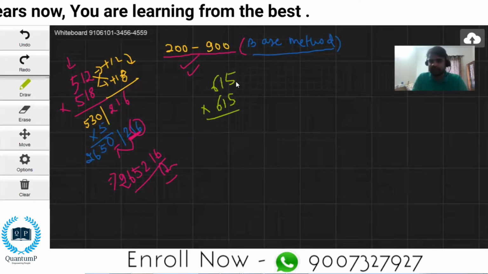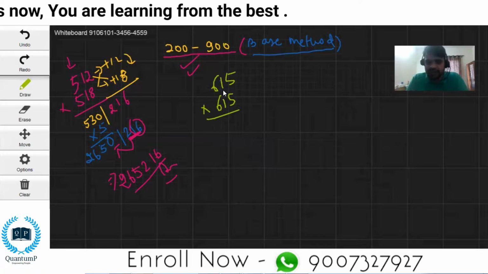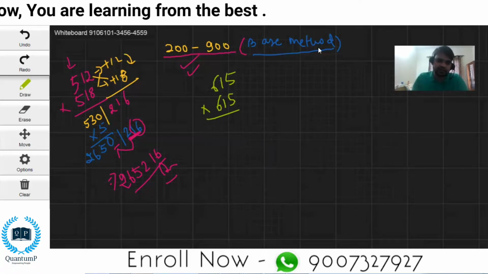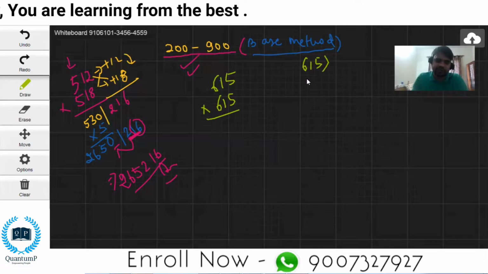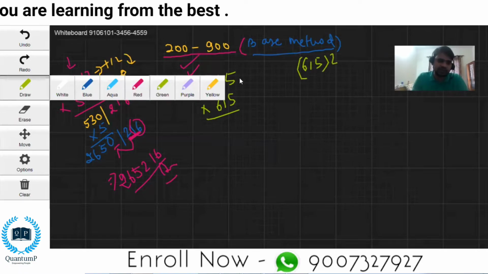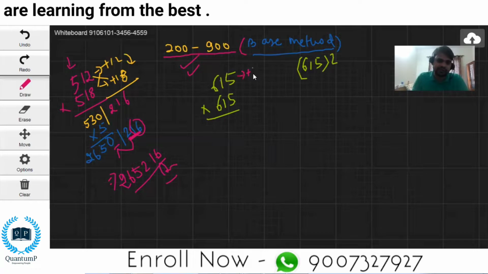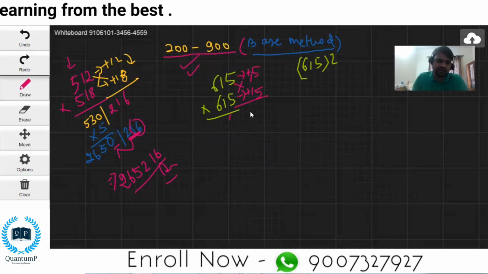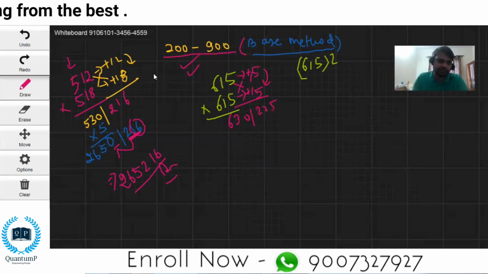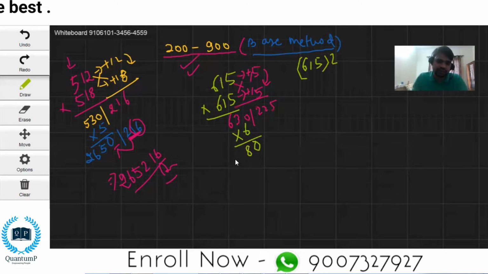So if you see, 615 into 615 is actually a square of 615. Basically we are doing the square of 615, and that too in a very easy way. So 15, let here 15, then cross add 630, then 15 times 15 is 225. Then this will be multiplied with 6, 0, 18, 1 carry, and then 6 times 6, 36 plus 1, 37, and then 225, right?